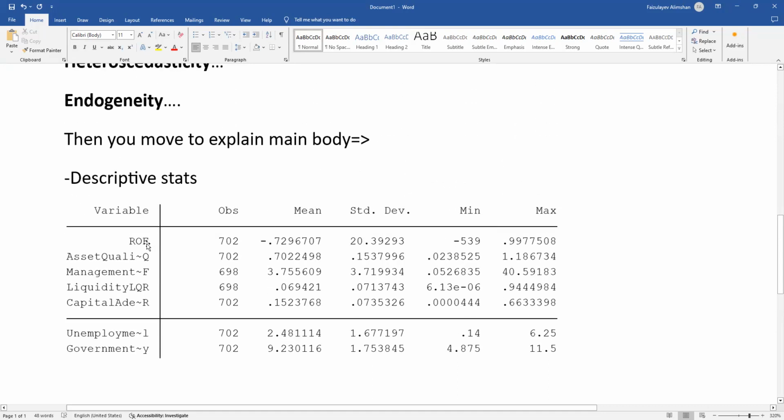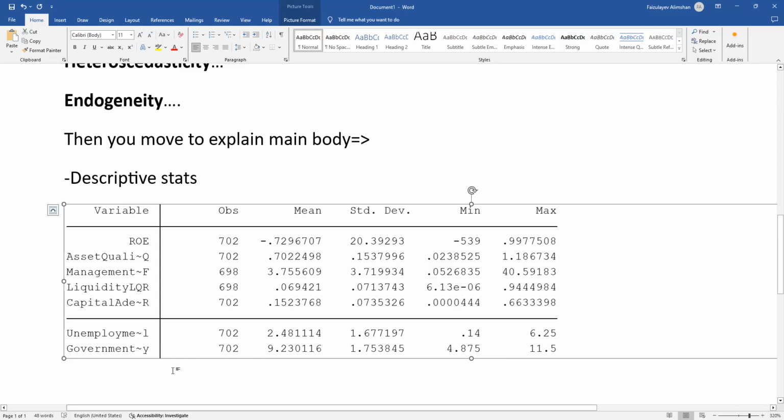Look at the return on equity. The minimum of the return on equity is minus 539%. It's very huge. So overall, throughout the years of existence that we have collected data, the banks did not perform well. We can say it. So this is how you can interpret descriptive statistics: you give the general information on that, and you concentrate on the variables that took your attention.